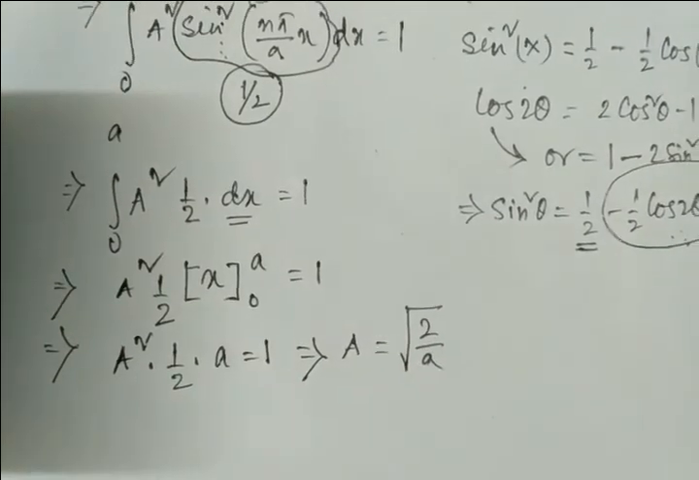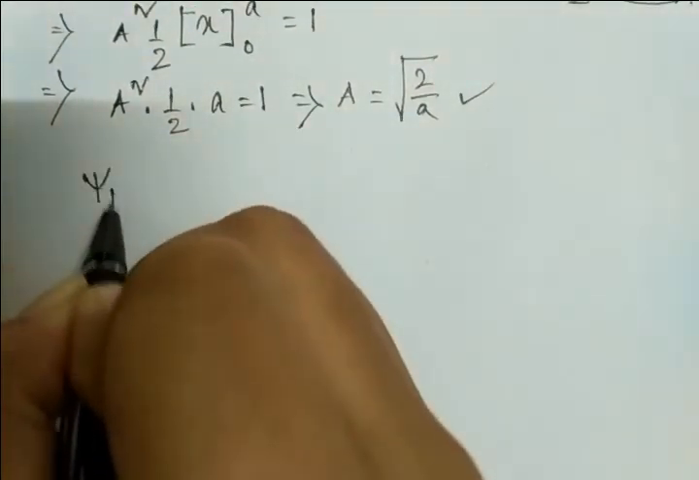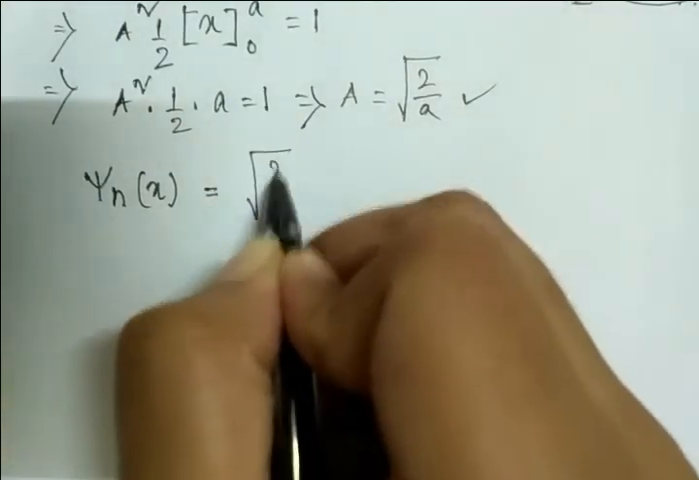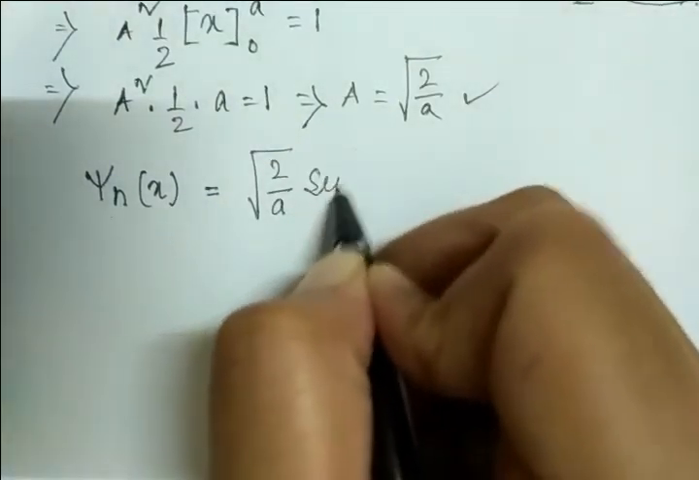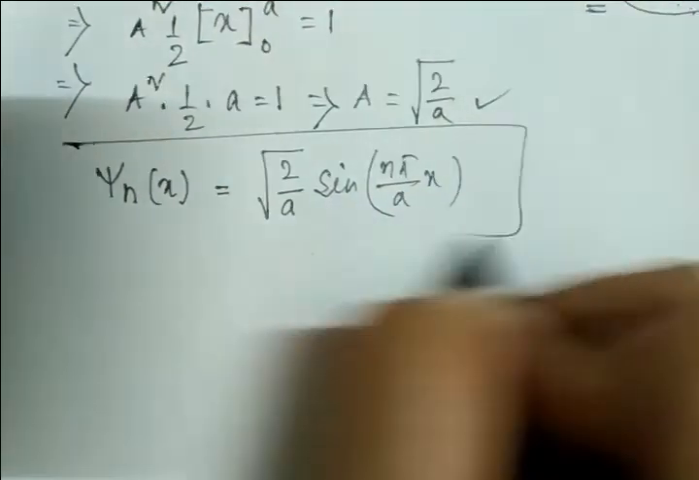a. Okay, so here we have derived the one unknown term, one constant value, with the value of the solution of root 2 by a. So now our ultimate complete solution of psi n x equal to root over of 2 by a sine n pi by a into x. So this is your complete solution.